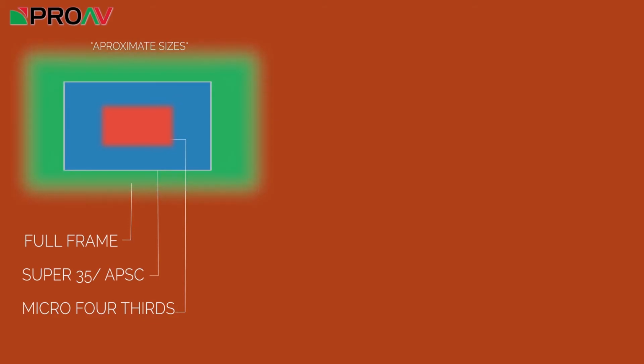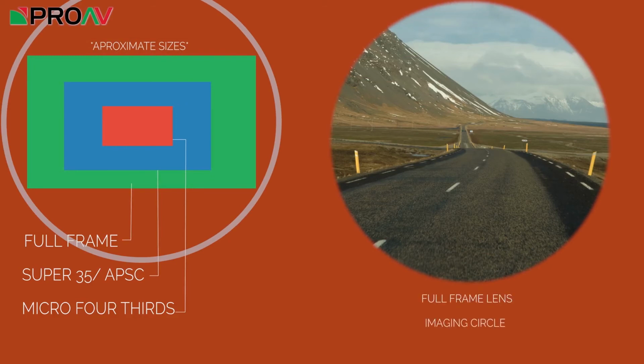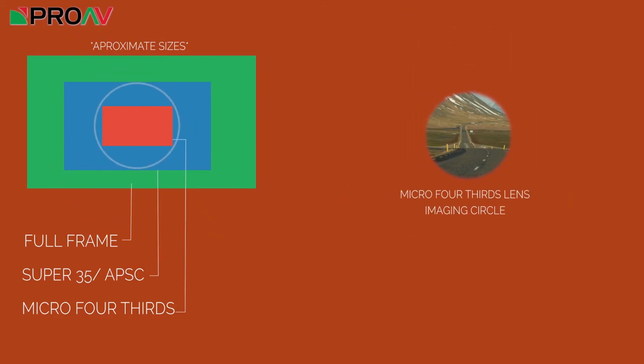So, on the left here we have sensor sizes. Full frame, then Super 35, and then Micro Four Thirds. And on the right, we have a 50mm lens projecting an image. It can project all of that image to cover the full frame sensor, or a smaller section of the image to cover a smaller sensor. So all you have to do is make sure that your lens is covering the size of your sensor.